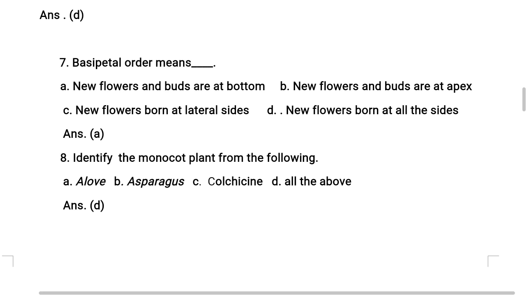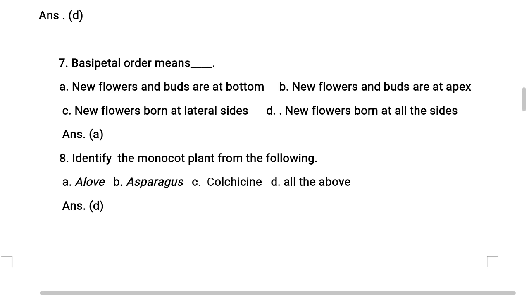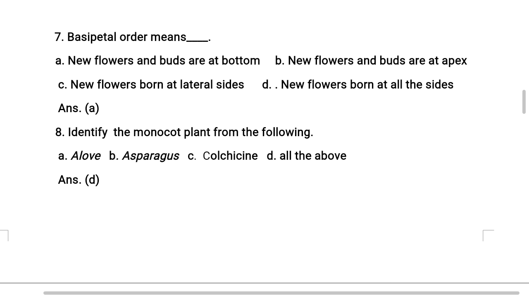Understood? Example we have seen in the inflorescence concept. The correct type of inflorescence is nothing but cymose inflorescence. Example, jasmine. So new buds and flowers are present at bottom side or basal side, and older flowers are present at the tip region or apex region. Understood? Yeah. Moving to 8th question.